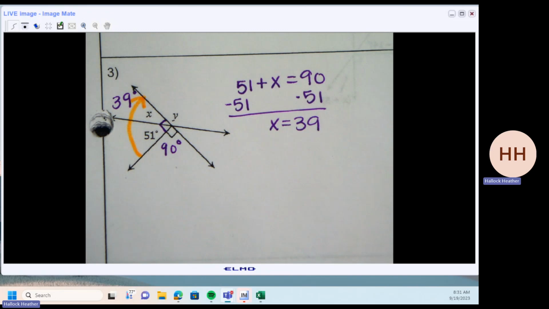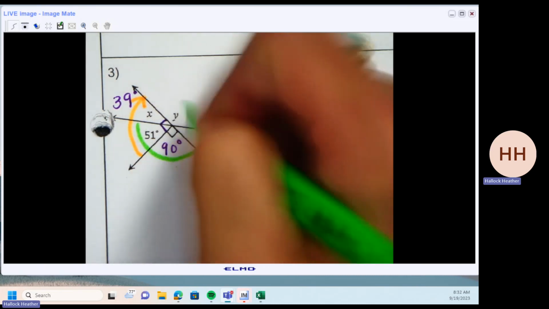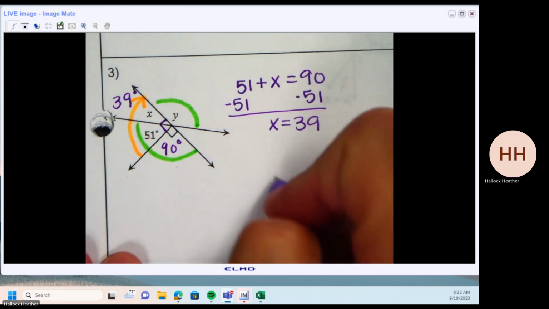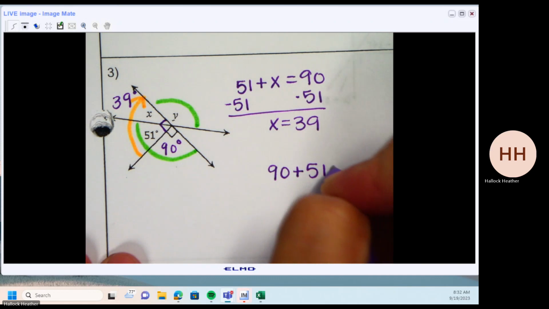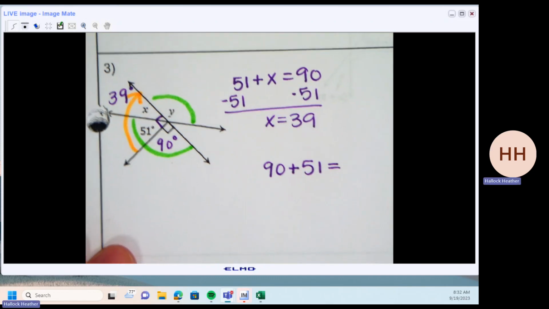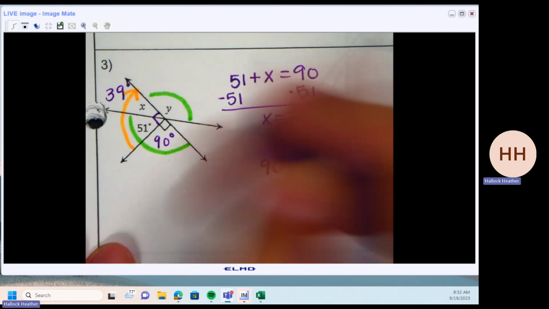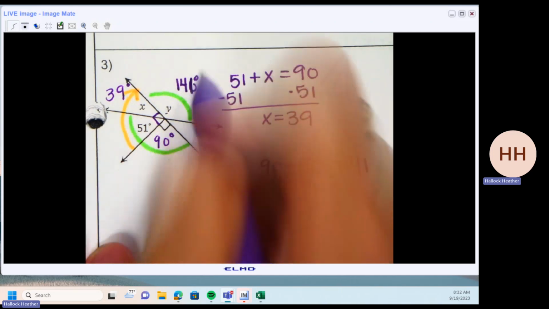If I add these, there's different ways you can look at it. So what he's saying is if I add 90 and 51, notice that these 2 angles are actually vertical angles to this side. So those are vertical angles. If I take 90 and I add 51, what do I get? Somebody with a calculator. 141. Ooh, I put a 0, 141 degrees.